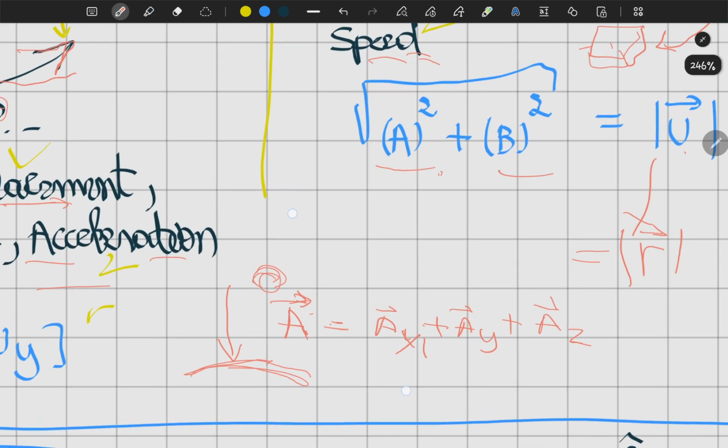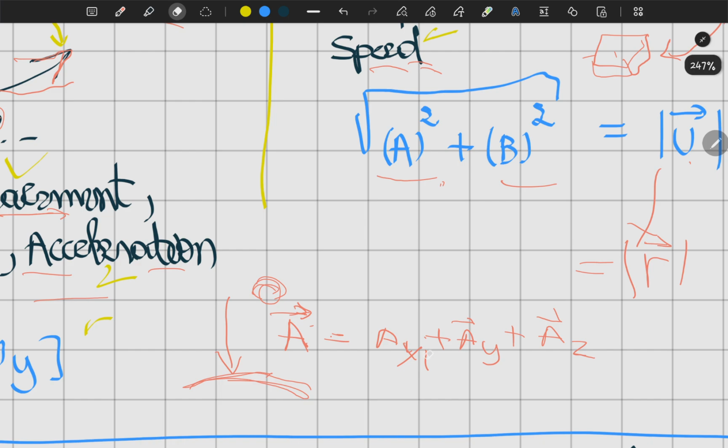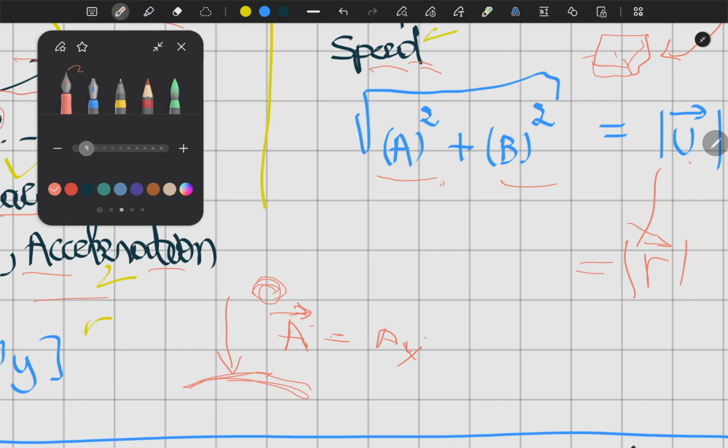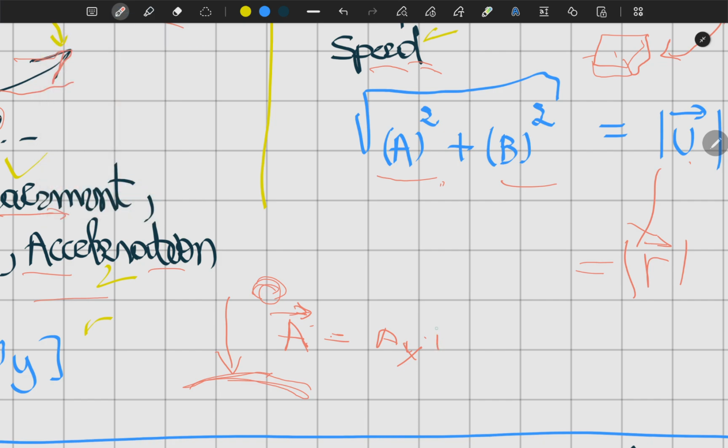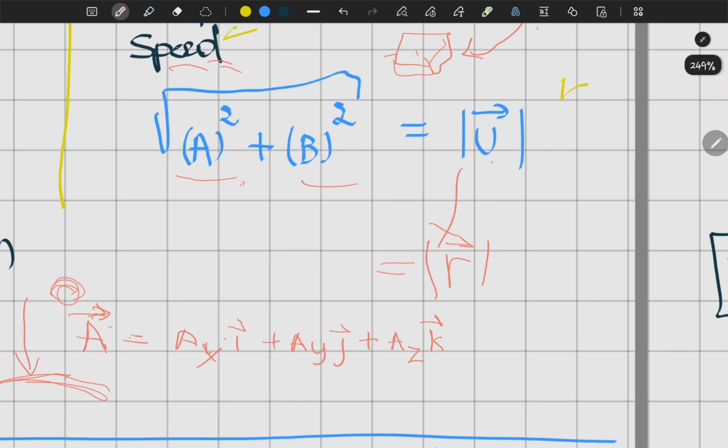So I can zoom in. I think I made a mistake somewhere there. Let me just write it correctly. So it should be ax i unit plus ay j unit plus az k unit. So this is how you represent a vector in 3D when you deal with 3D.